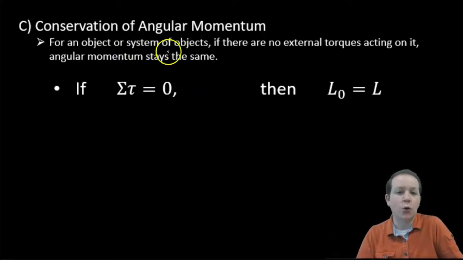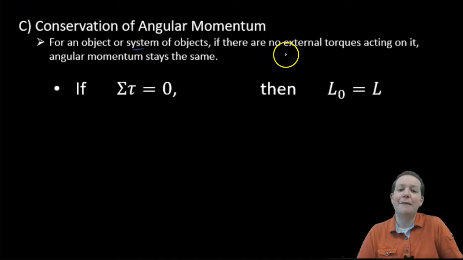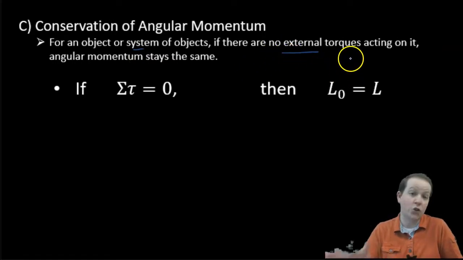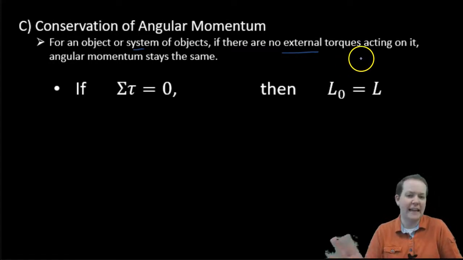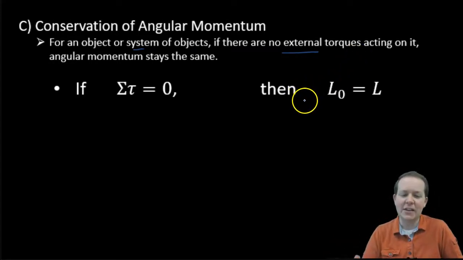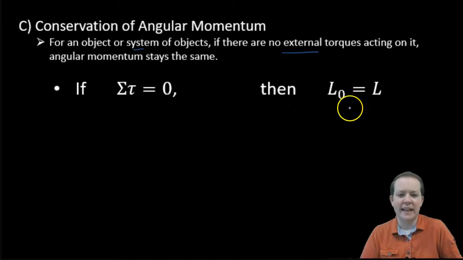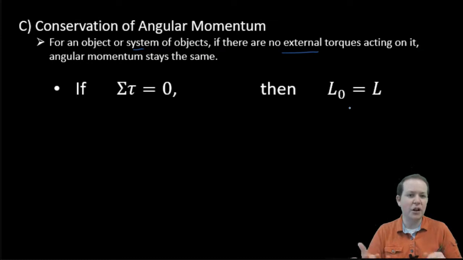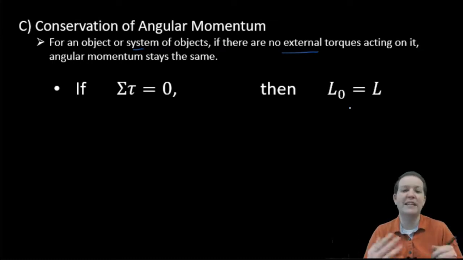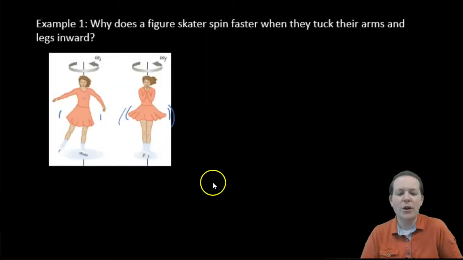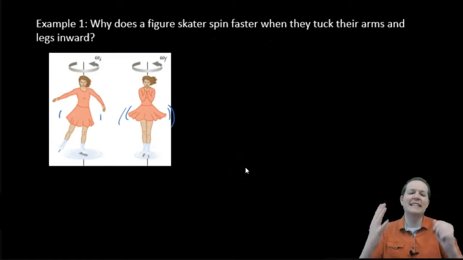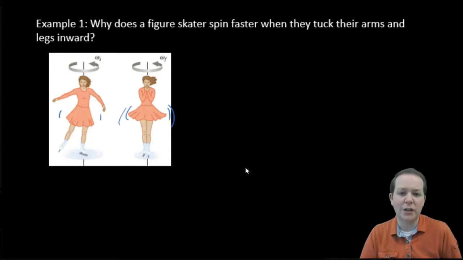For an object or system of objects, if there are no outside interfering torques, net torques technically, then the angular momentum of the object stays the same. Conservation of angular momentum is very much a thing, and we can set up equations very similar to it. Let's see how we go about doing that with this classic scenario. This is the example problem for conservation of angular momentum.